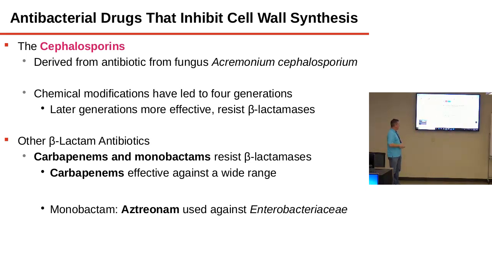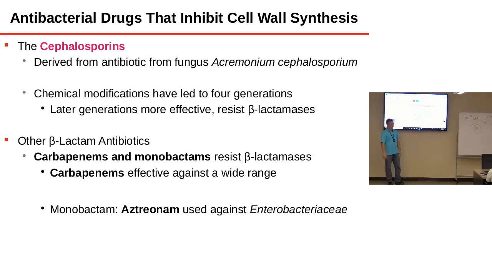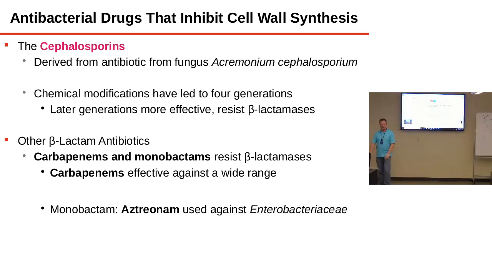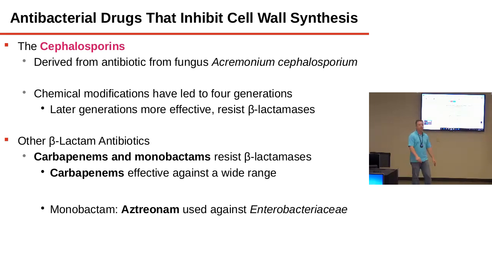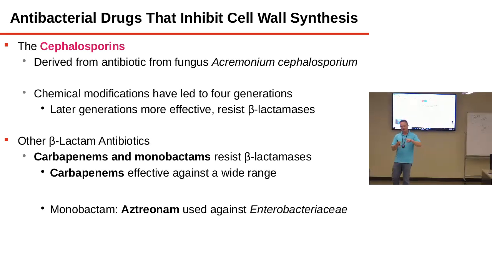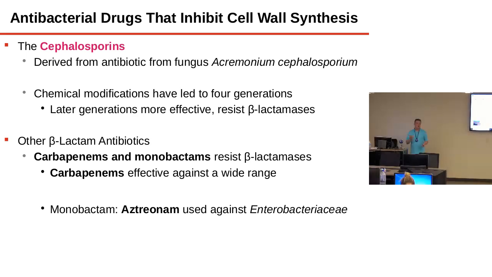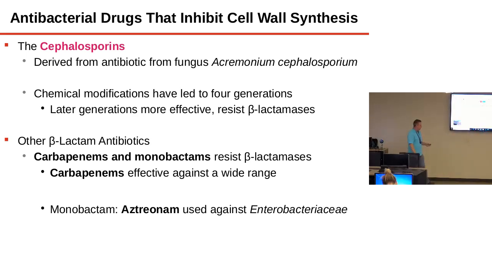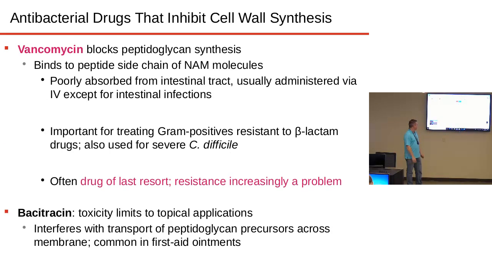Carbapenems and monobactams resist beta-lactamase. Carbapenems have a really wide range of effect. And then sometimes we'll use monobactam, which is useful against digestive diseases. So the Enterobacteriaceae, that's E. coli, Salmonella, the digestive diseases. Each of these have their own place, depending on how effective they are against what pathogen that person might have.